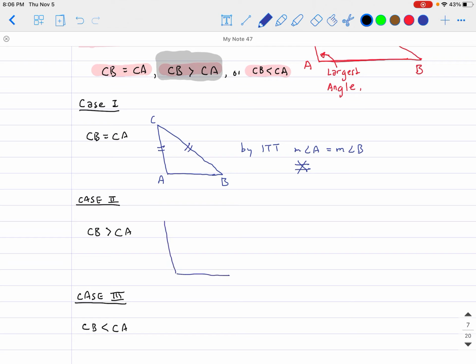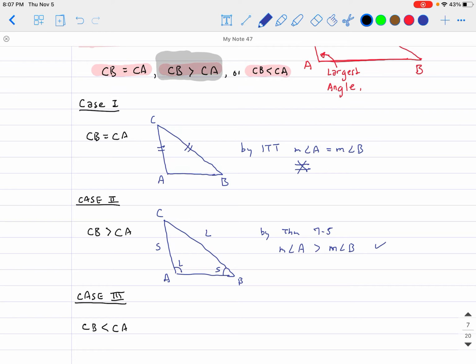Now, let's see what happens if CB is greater than CA. So here's C, here's A, and then here's B once again. CB being the larger side, CA being the smaller side. So then that means that this is going to be the larger angle, and this one's going to be the smaller angle. So by Theorem 7.5, then we have the measurement of angle A is greater than the measurement of angle B. So yeah, that exactly is okay.